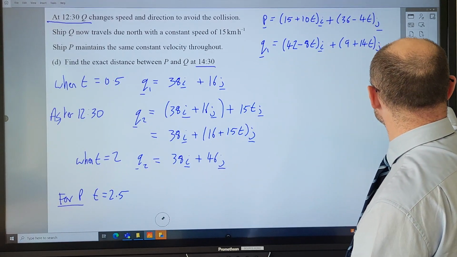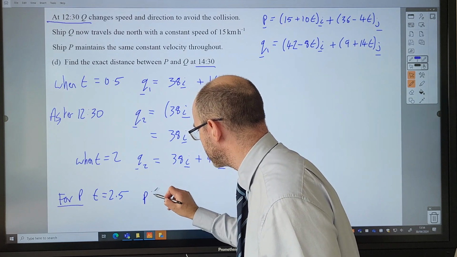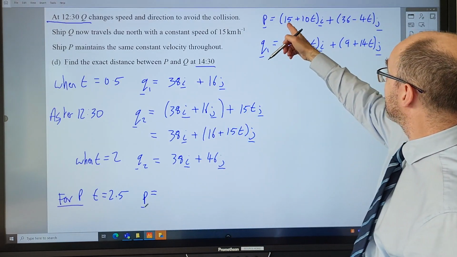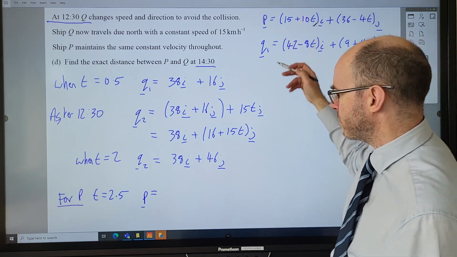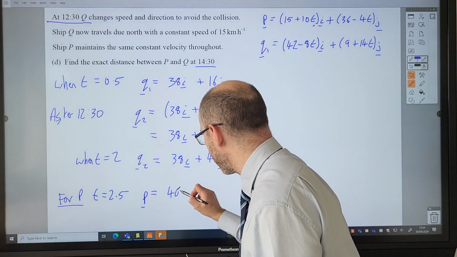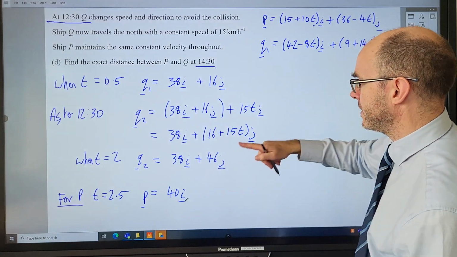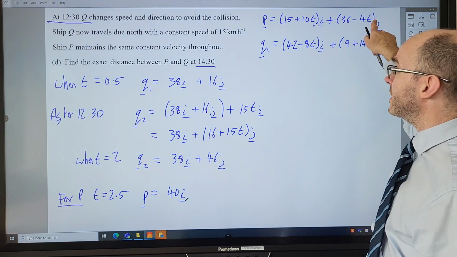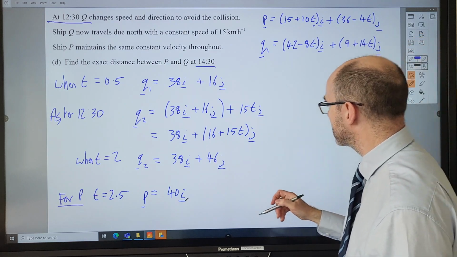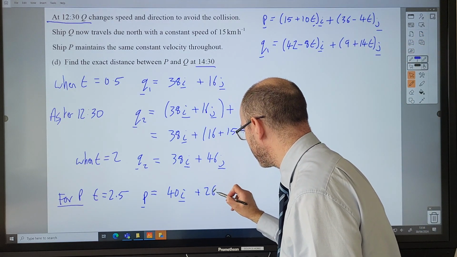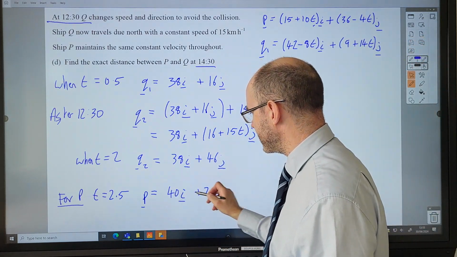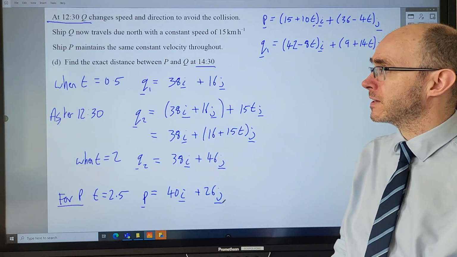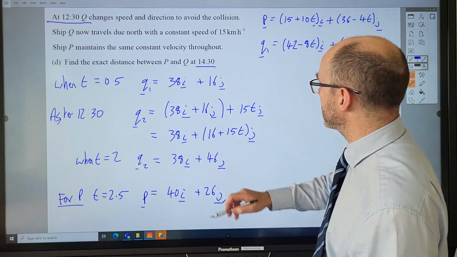Let's say P is equal to 15 plus 10 times 2.5, so 25 plus 15 is 40. So 40I, and then 2.5 times 4, that's 10, 36 minus 10 is 26, so 26J. Okay, so that means that P is there and Q is there. We've got to work out the distance between P and Q.